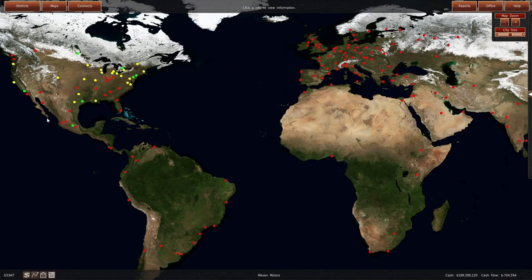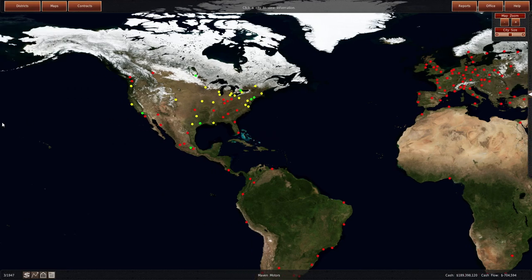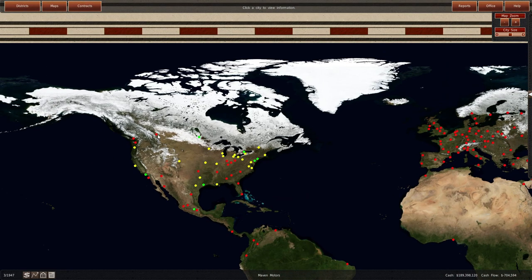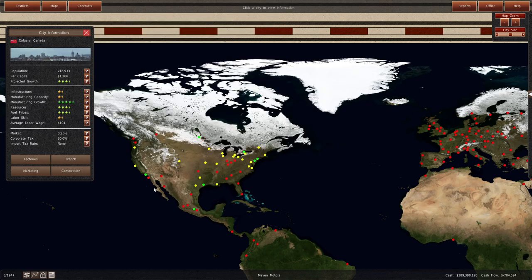What are our factories looking like? That's not full at all. Okay, so we do have a lot of excess production here. We could probably go ahead and try to expand just a little bit.